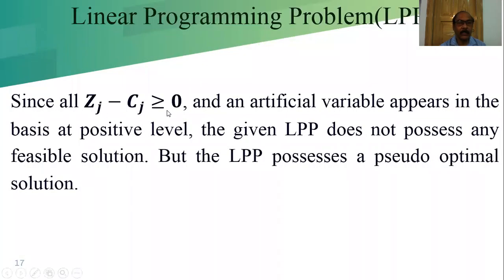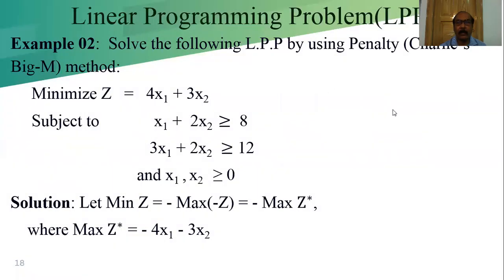Since all Zj minus Cj are greater than or equal to 0 and an artificial variable appears in the basis at the positive level, the given LPP does not possess a feasible solution, but the LPP possesses a pseudo-optimal solution. This is the conclusion. This is a very, very important problem. I am considering another problem.